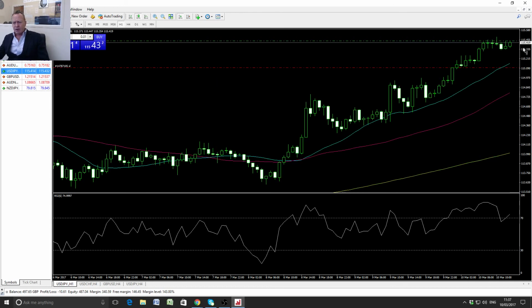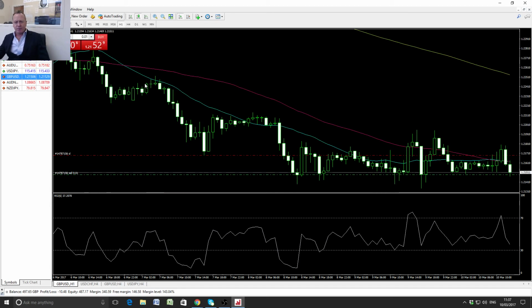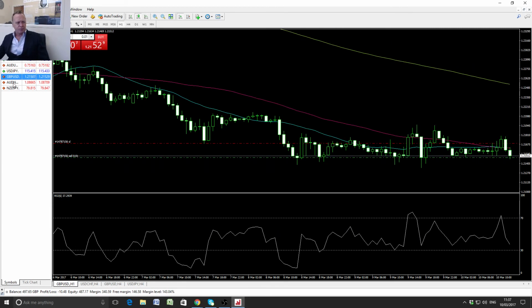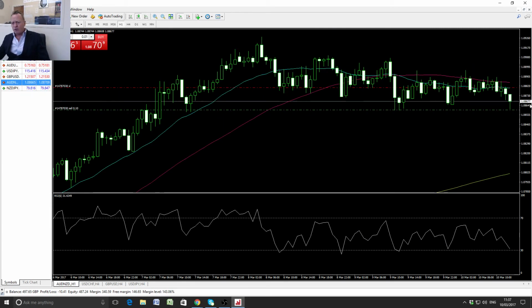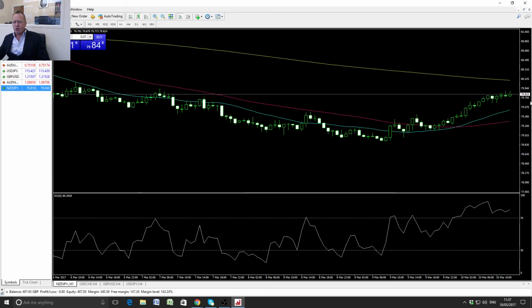Dollar yen, okay. Very, very tight. Just under break even, not a problem. Pound USD, very close. Aussie New Zealand, again, just sitting there. And the New Zealand yen, don't know why that's on there.